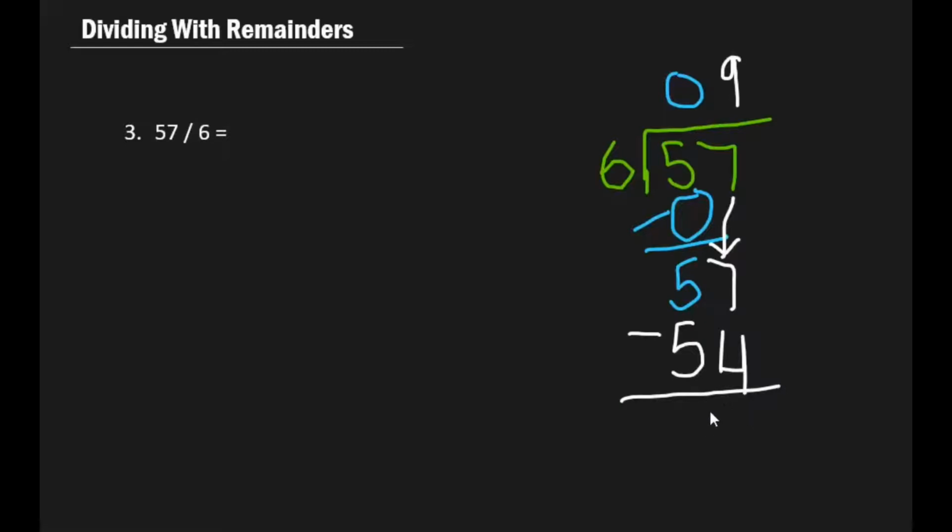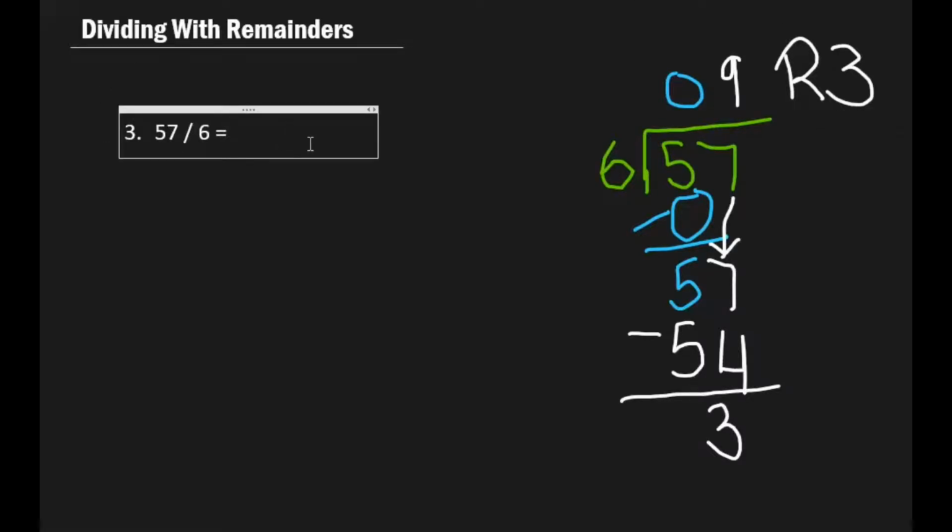6 cannot go into 3. So that would be our remainder. We're going to write an R up here, and next to the R, we're going to have a 3. Now let's type in our answer. Our answer is 9 with the remainder 3. Let's go to the next question.